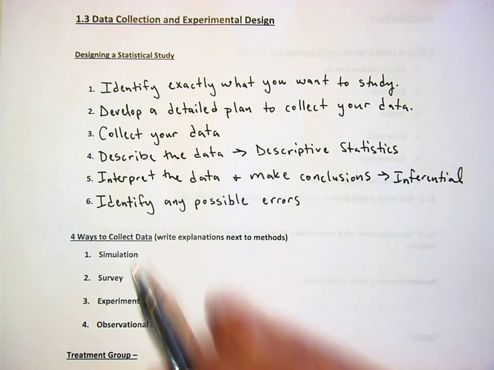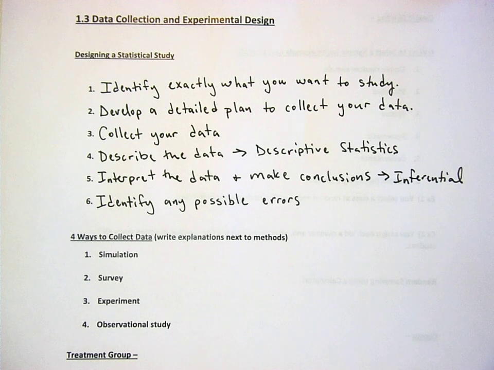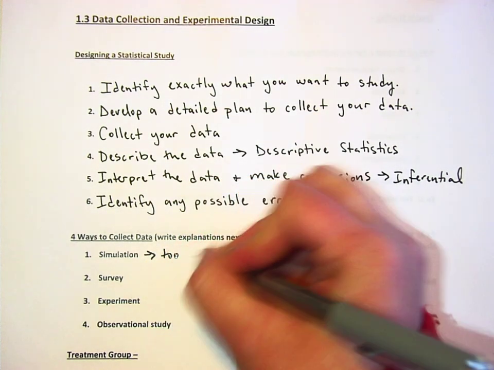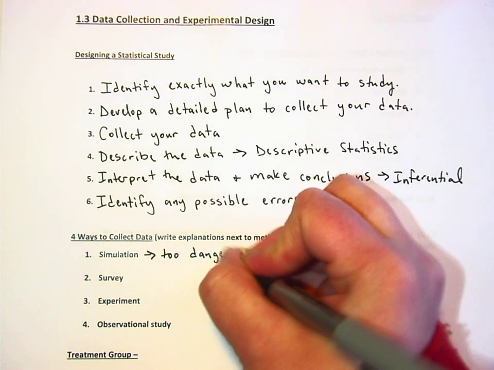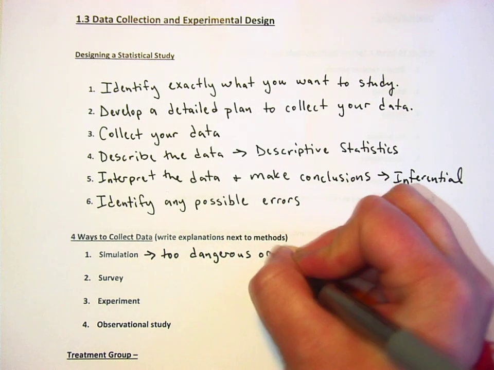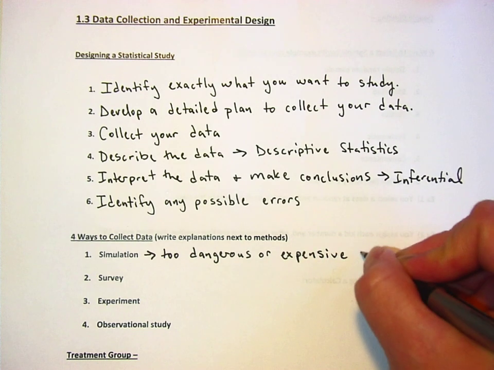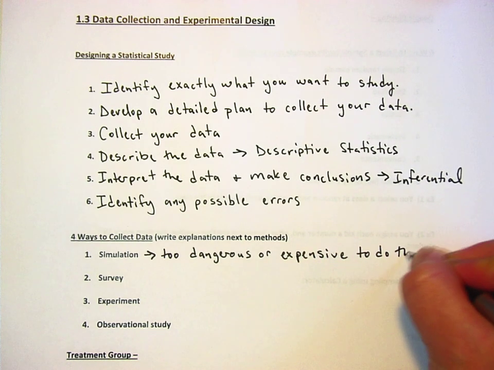Okay, next up, 4 ways to collect data. The first way is called a simulation. This is used when it is too dangerous or expensive to do the real thing.